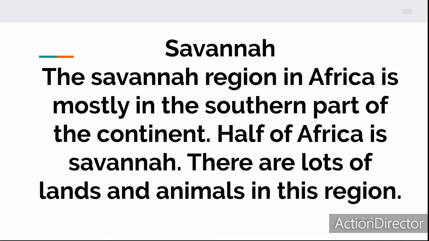Now, savanna. The savanna region in Africa is mostly in the southern part of the continent. Half of Africa is savanna. There are lots of plants and animals in this region.